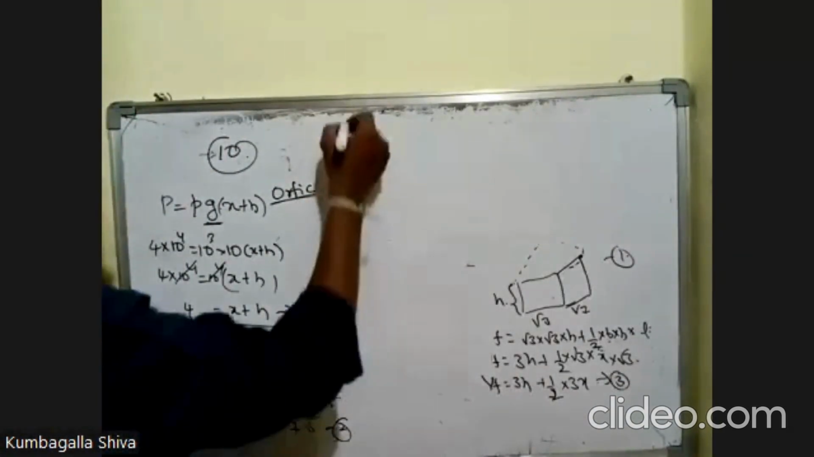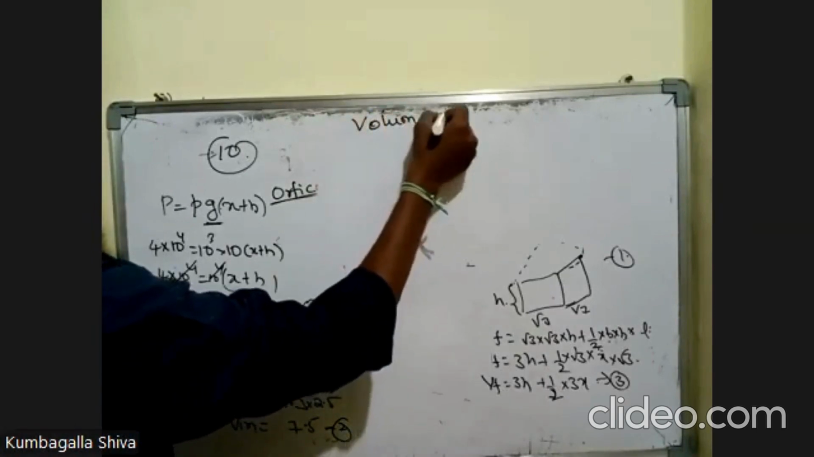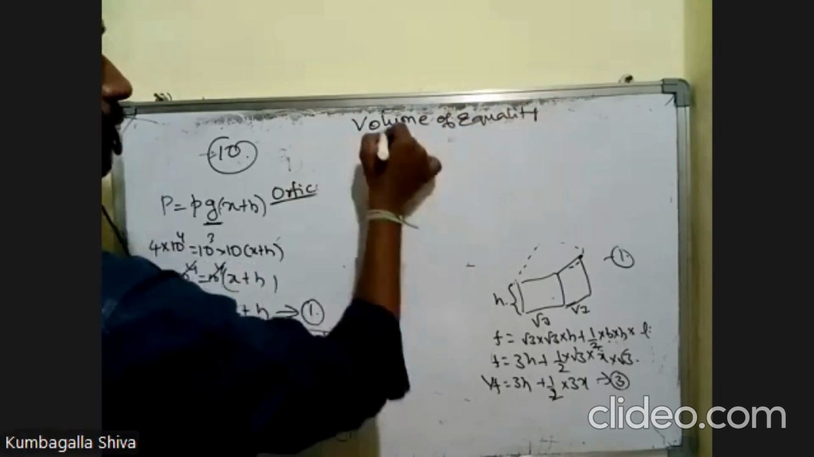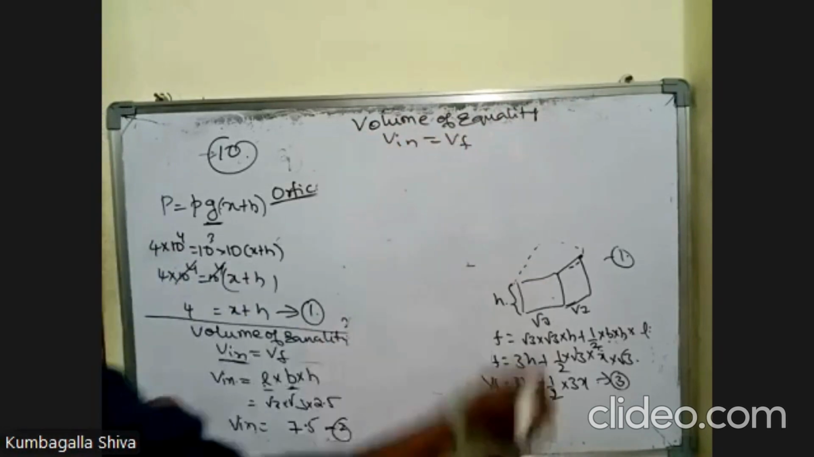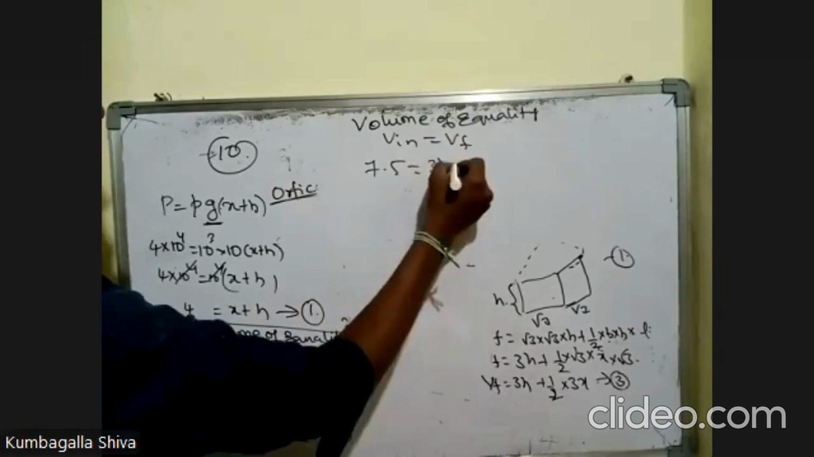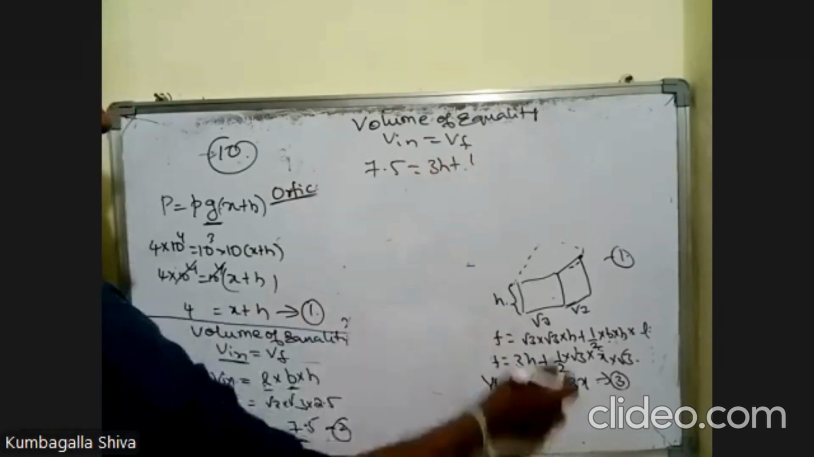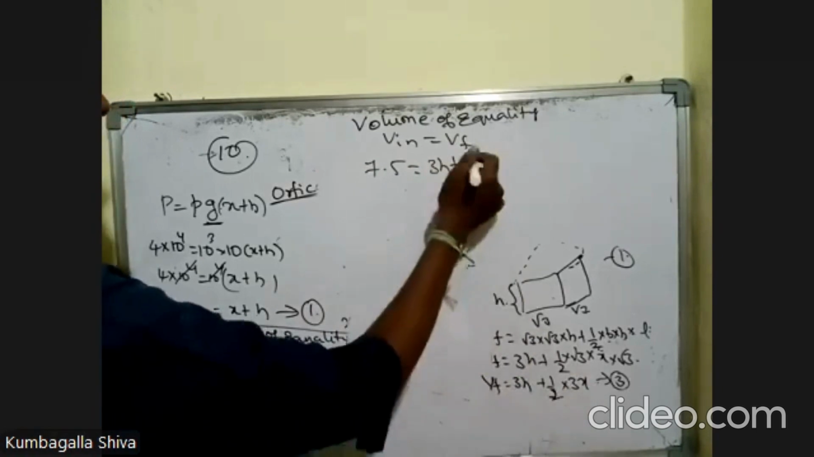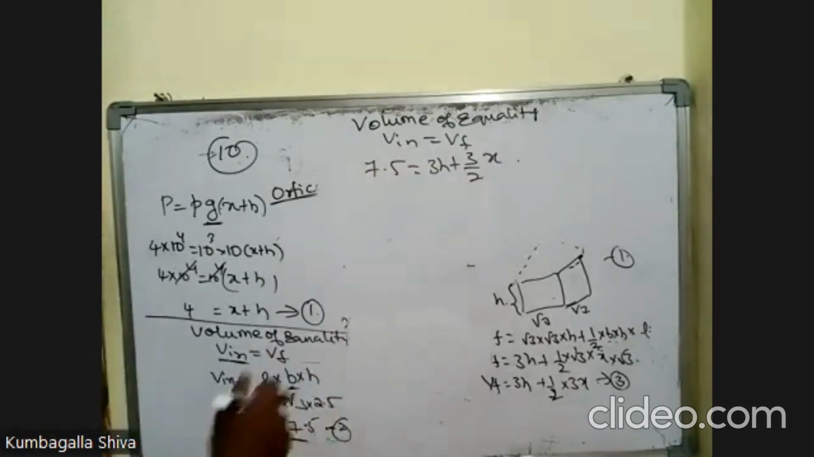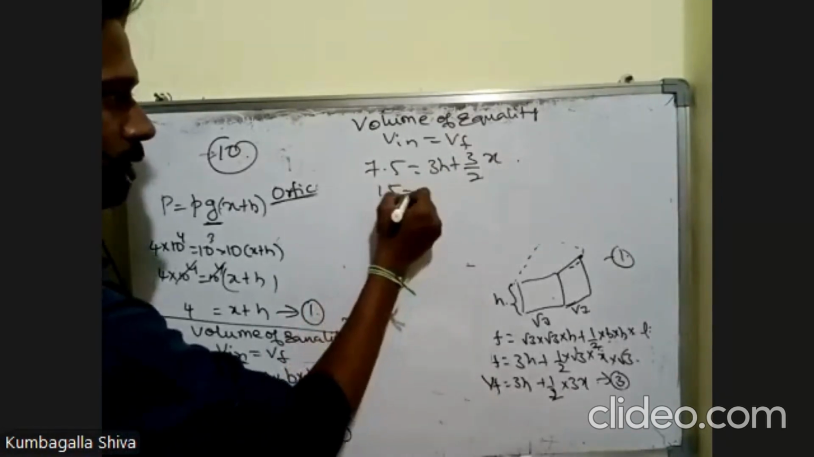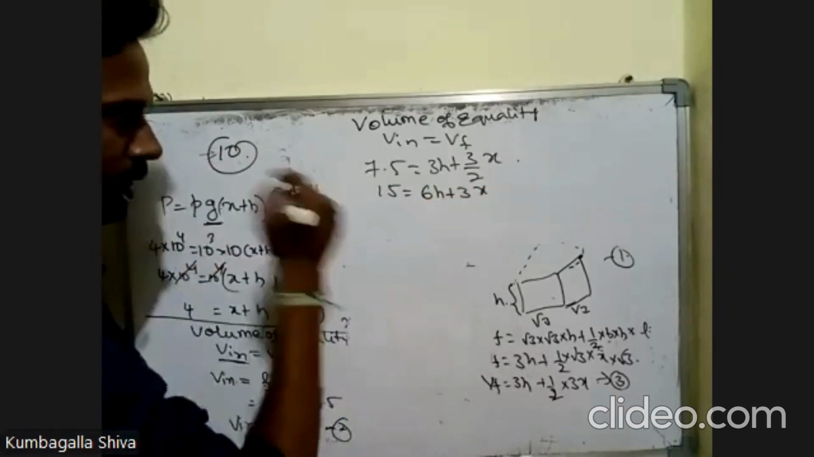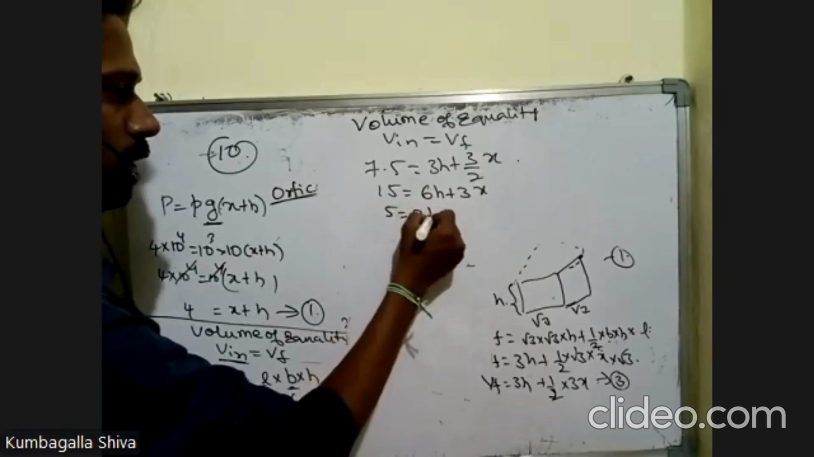So we know that according to volume equality, V initial is equal to V final. V initial, how much we got? 7.5. And V final is how much? What is the equation you got? 3h plus 1/2, 1 into 3, 1/2 into 3. How much? 3/2 of x. So you multiply the whole equation with 2. You get here 15, and here you get 6h plus 3x. You divide the whole equation by 3. What you get here? 5 is equal to 2h plus x.